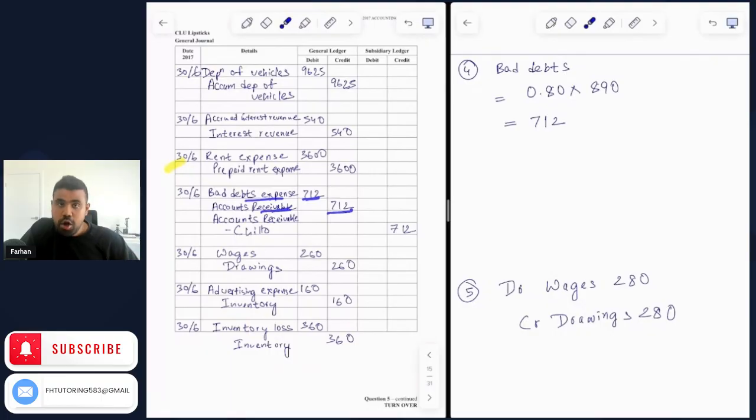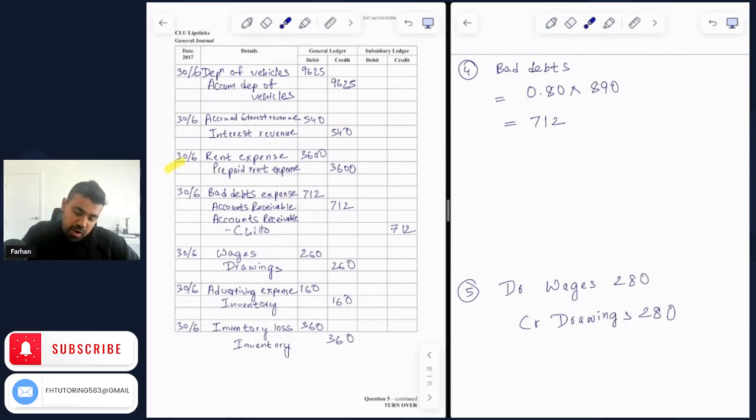Now, we know for sure that we have one customer involved here. So what about the individual account of Chilo Cosmetics that we have in the subsidiary ledger? So the individual account of Chilo Cosmetics that we have in the subsidiary ledger also needs to show this reduction due to the bad debts that they have confirmed, and that we have derived by multiplying 80% with the original sales amount of $890 that we have with this customer.